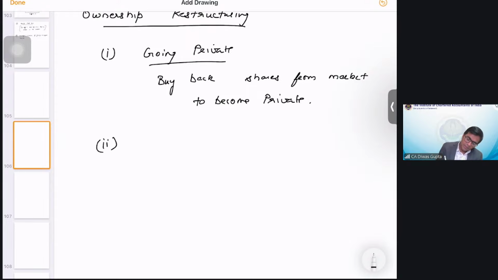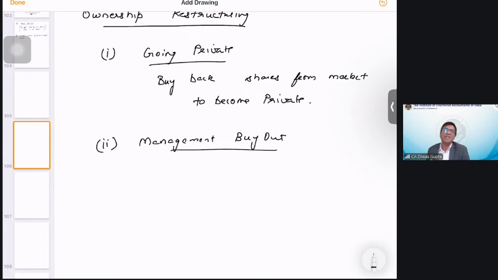Second, management buyout. This is called MBO, wherein the management itself becomes the shareholders of the company by buying the majority stake in the company, right? That is called the management buyout.